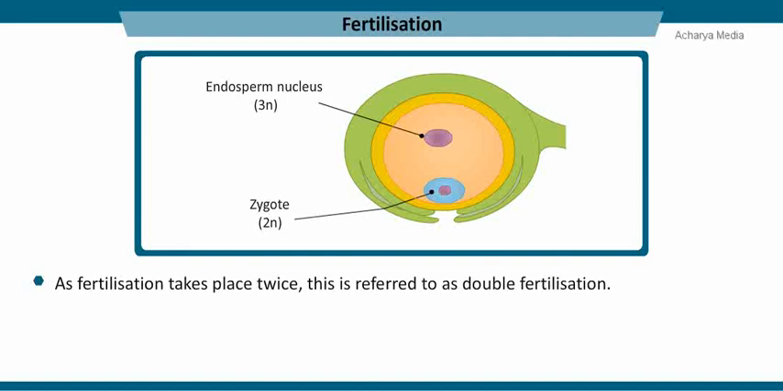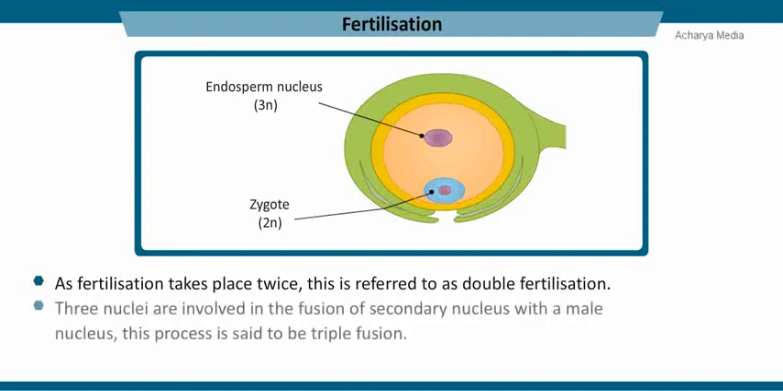Already a fusion of two polar nuclei. Since 3 nuclei are involved in the fusion of secondary nucleus with a male nucleus, this process is said to be triple fusion.